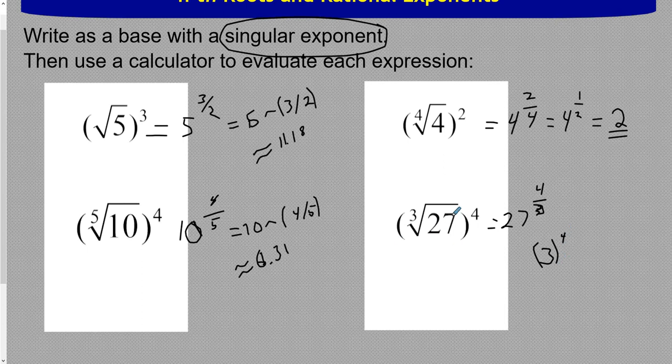I can look at that as order of operations. If I find this first and then raise it to the fourth, I can do it without a calculator. So 3 times 3 is 9, times 3 is 27, times the fourth 3 is 81. Okay. So go ahead and check those with the calculator to make sure you're typing stuff in correctly. I'm going to go ahead and move on.